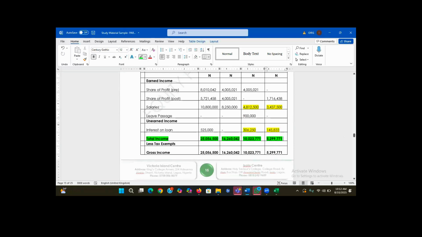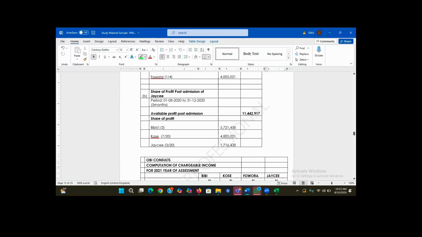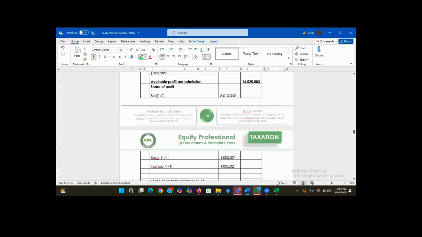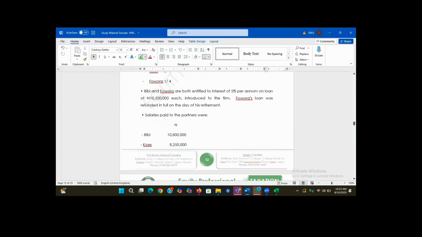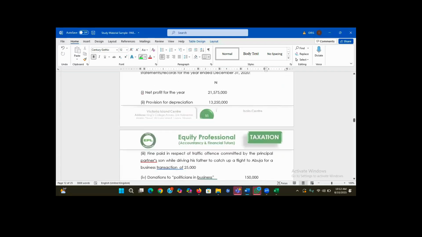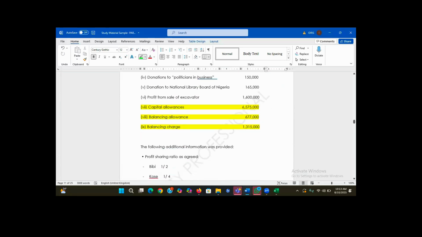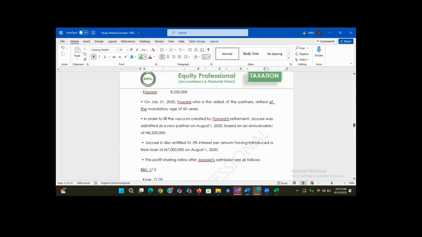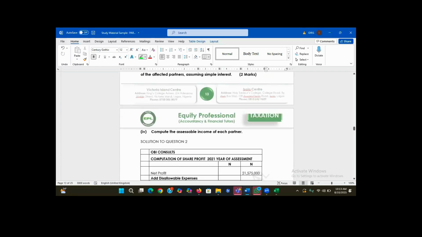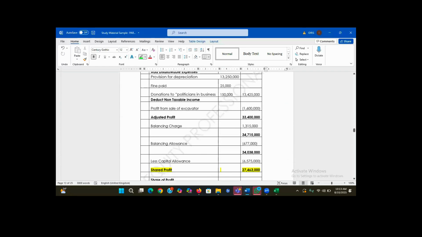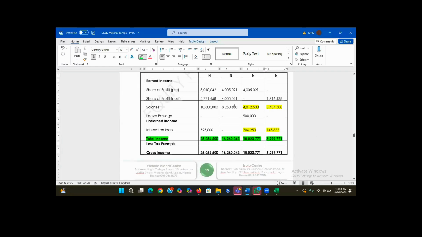Now, we want to compute the assessable income. That means we need to look for the income given to each of the partners from this partnership business. We can check them in the question one by one. First and foremost, share of profit is number 1 income. Share of profit, yes, sir. We put it as number 1 income.